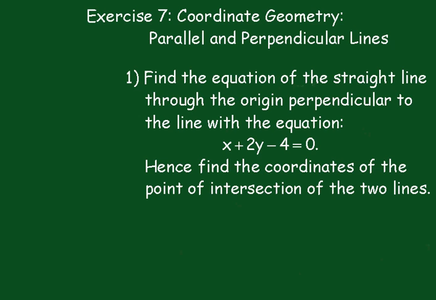Exercise 7, coordinate geometry, parallel and perpendicular lines. Find the equation of the straight line through the origin perpendicular to the line with the equation x plus 2y minus 4 equals 0. Hence find the coordinates of the point of intersection of the two lines.